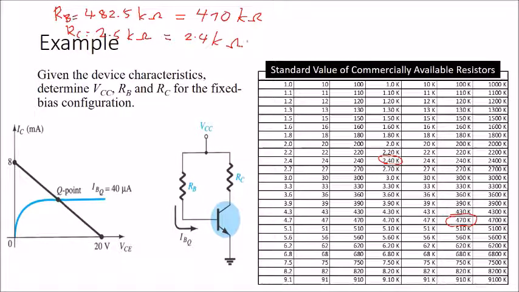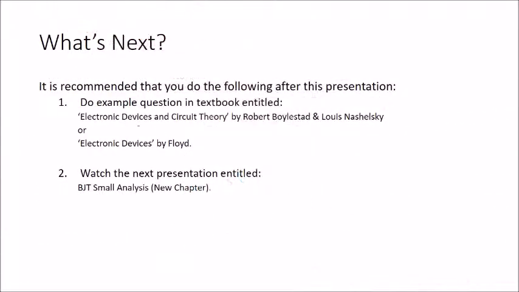For the design process, you have to remember first we have to find the calculated value, and then you have to refer to this table, which is the standard values of commercially available resistors, and then choose the closest one.